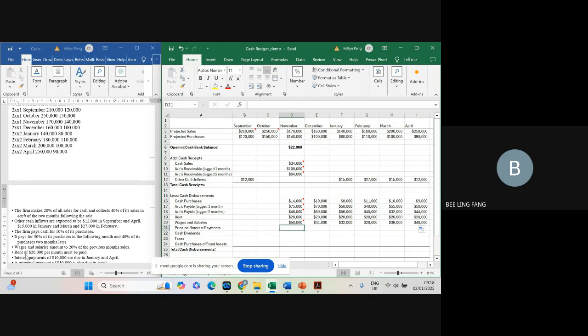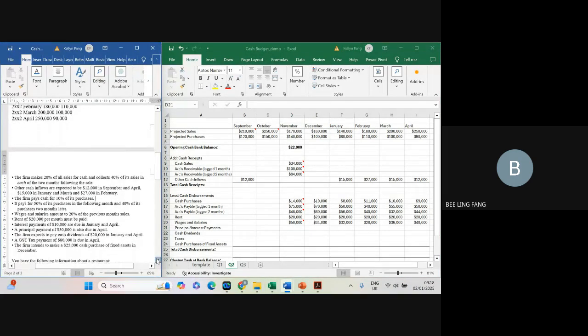Okay, next, interest payment. Interest payment of 10,000 are due in January and April. Okay, interest payment due in January, right, January 10,000 and April. So 10,000, interest due in January and April.